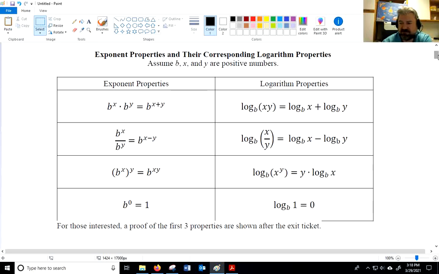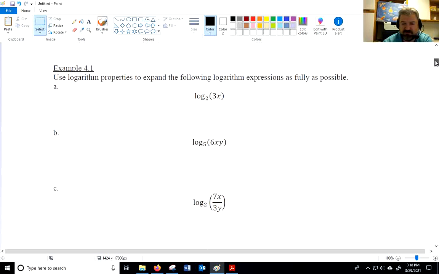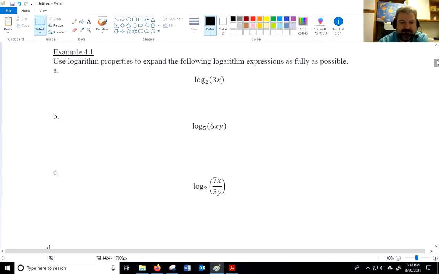I do prove these properties in the class notes. You can take a look at those right after the exit ticket if you're curious on how to prove those formally. But for now, we'll just believe them.